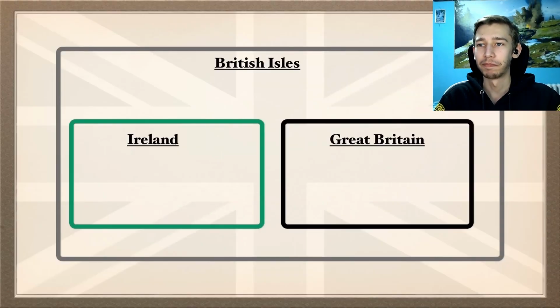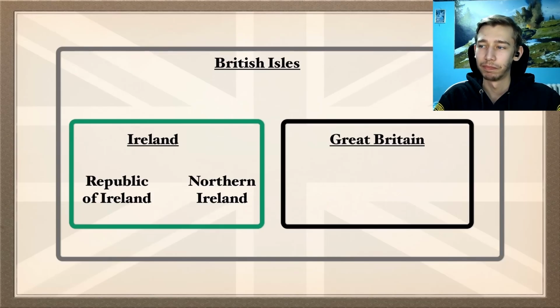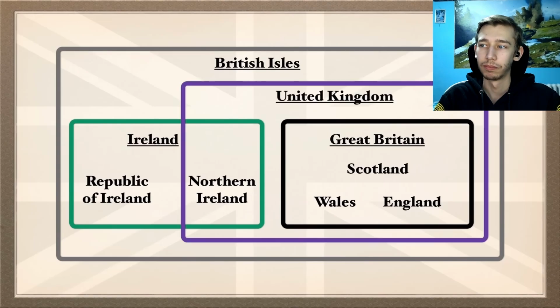Review. The 2 Isles are Ireland and Great Britain. Ireland has on it 2 countries, the Republic of Ireland and Northern Ireland, while Great Britain mostly contains 3, England, Scotland, and Wales. These last 3, when combined with Northern Ireland, form the United Kingdom.